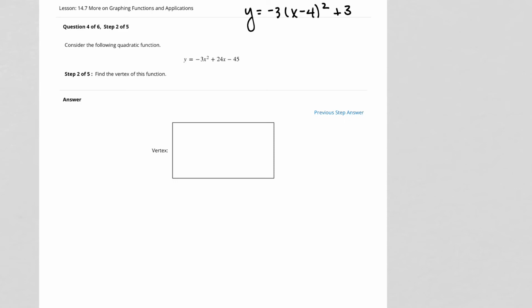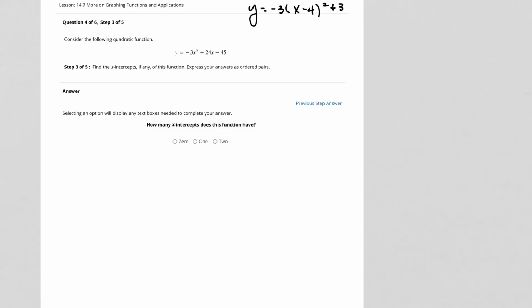Step 2 of 5, find the vertex of this function. I copied over the vertex form. Our vertex is 4, 3. Step 3, find the x-intercepts, if any, of this function. Express your answer as ordered pairs.